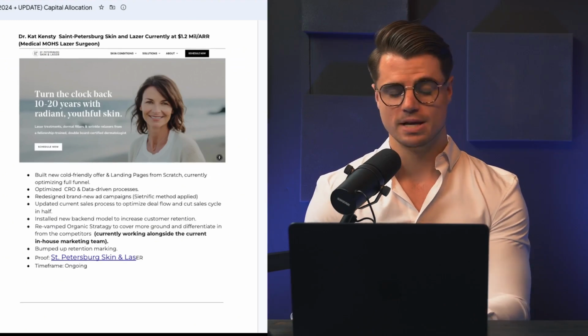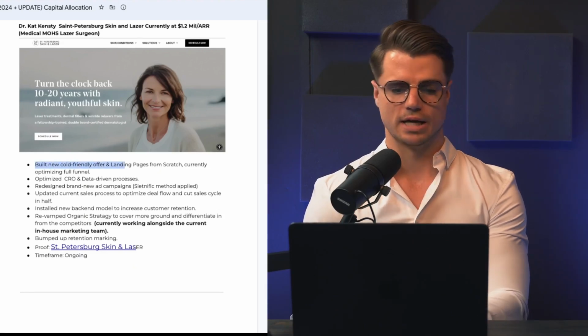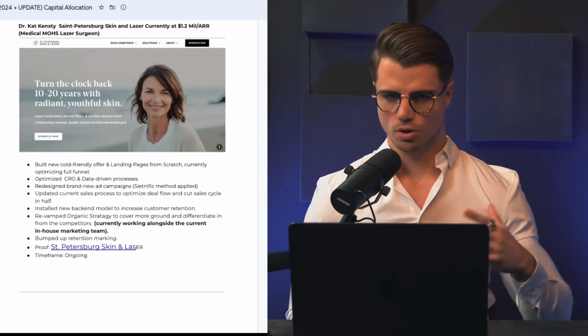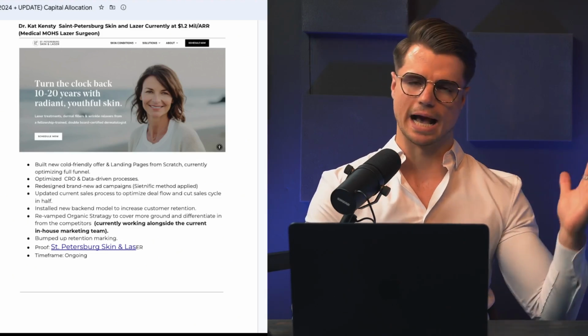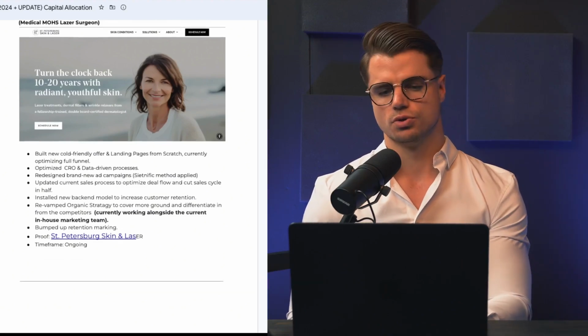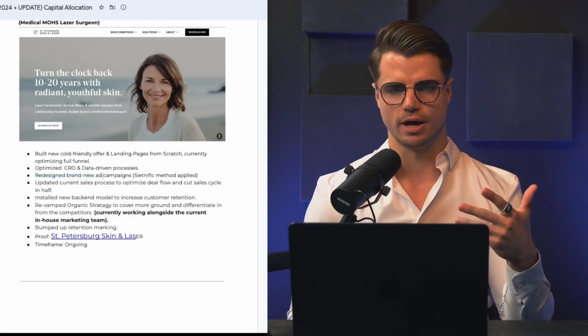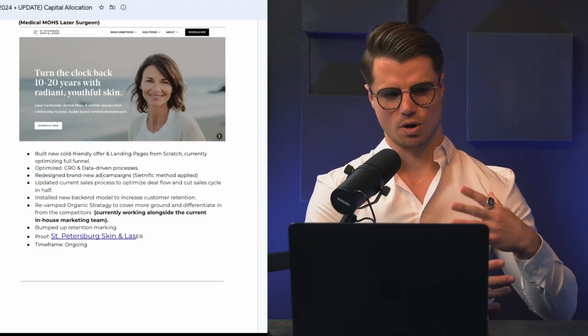And we help them basically with a few things, from helping them build a new cold-friendly offer to landing pages from scratch, and currently optimizing their full funnel from a holistic approach, giving them a lot more consistency from ad to landing page to full funnel approach. And then we also looked at the CRO component, when we redesigned a bunch of their, so not just from the landing page perspective, but many other things throughout the whole business.